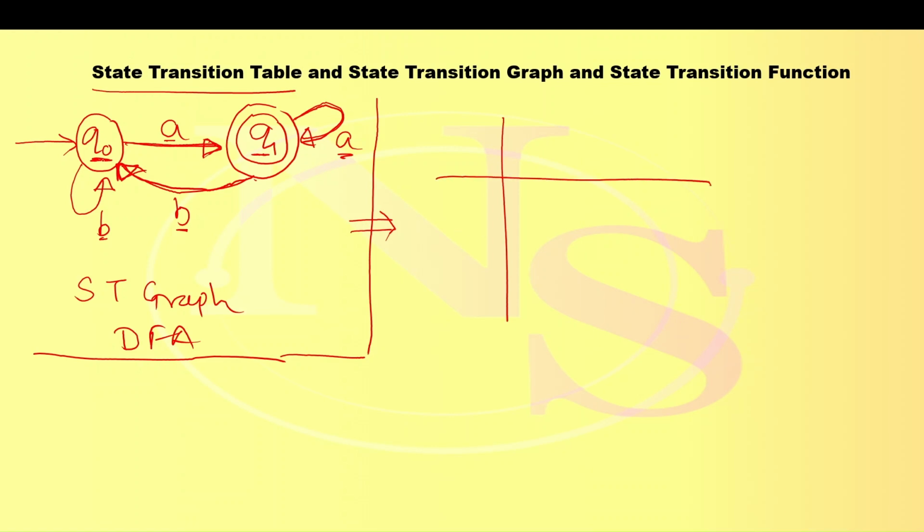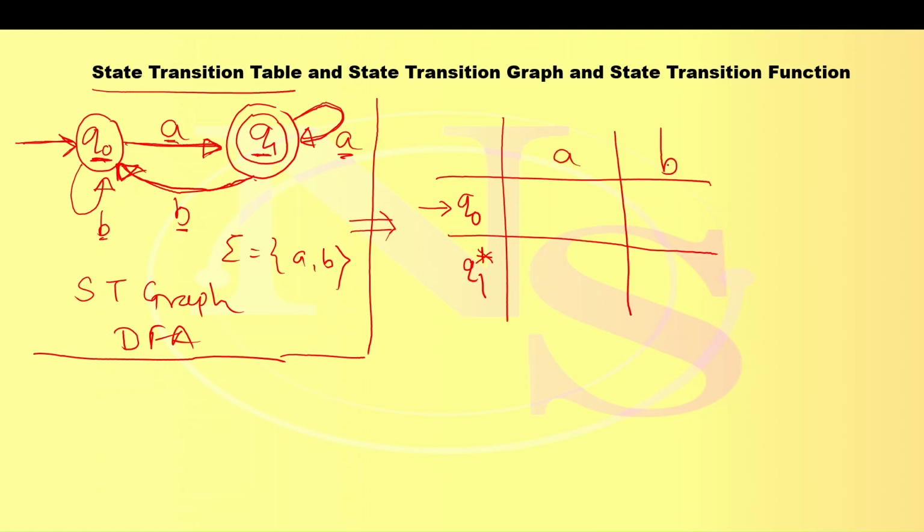How many states are there? Q0, Q1. So write down the states here, Q0 and Q1. Which one is the starting state? Q0 is the starting state, so give the arrow here. Which one is the final state? In the table, you can represent the final state with a star. This is part of the notation. Then what are the input symbols here? Input symbols are A, B. Our sigma is A, B, because there are transitions for A and B only. So you can write down A and B here.